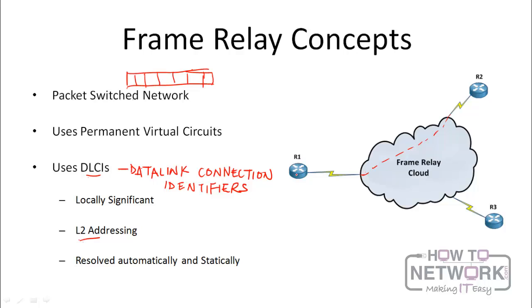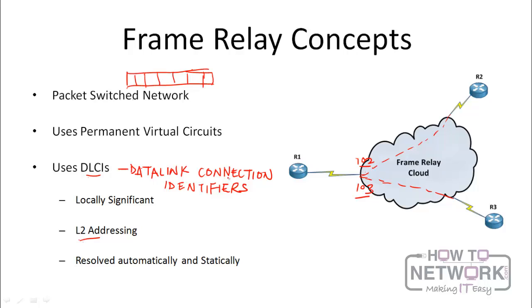So in this case, if R1 has a PVC to R2 and there's another PVC to R3, what's going to happen is that R1 is going to have a DLCI for the connection between R1 and R2, another DLCI for the connection between R1 and R3. So let's say the DLCI for R1 to R2 is 102, and the DLCI for R1 to R3 is 103. Now, based on these DLCIs, it's going to tell me how to send traffic across the network.